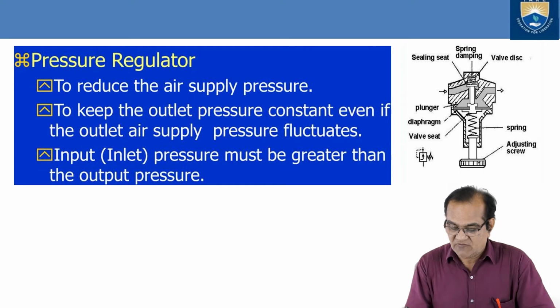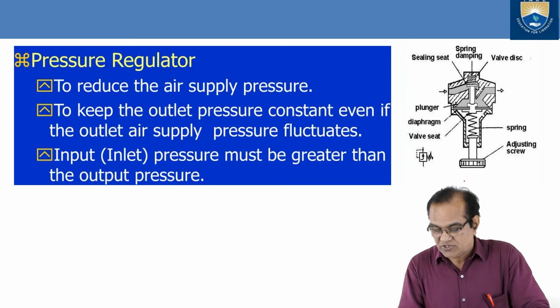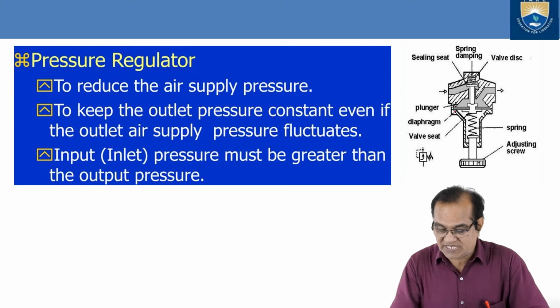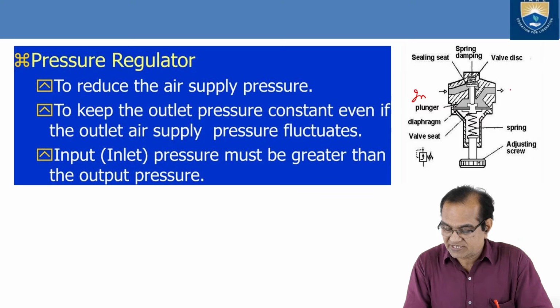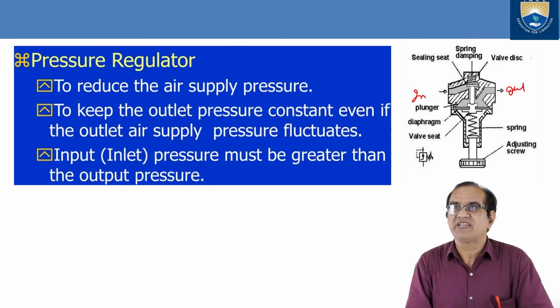Okay, so here we have this valve. You can see there are springs here, this is in and this is out. So it is entering from here. There is a spring damping system. Here the sealing seat and valve disc. Here it is loaded with an adjusting screw. This we can adjust as much as you want. Here is a plunger. Here is a diaphragm. Here is the valve seat.